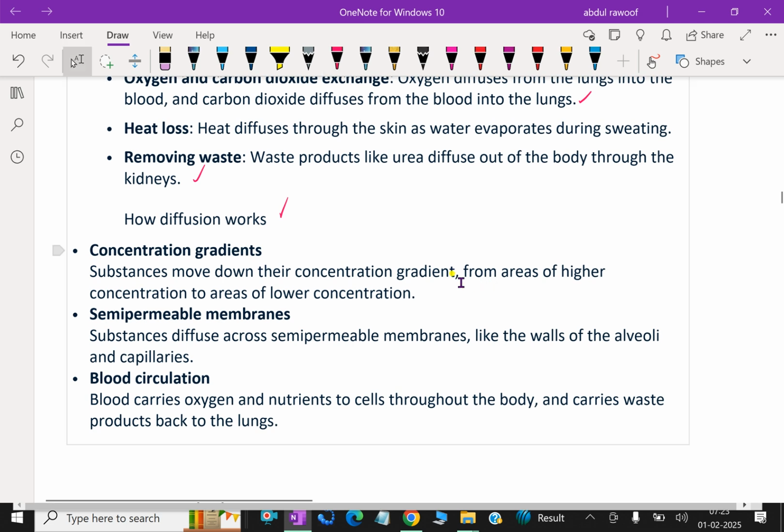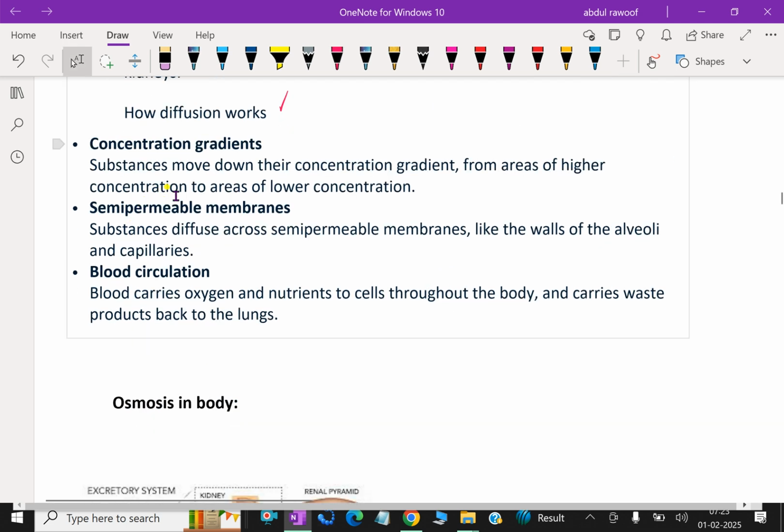Concentration gradient: substances move down their concentration gradient from areas of higher concentration to areas of lower concentration. Semi-permeable membranes: substances diffuse across semi-permeable membranes like the walls of the alveoli and capillaries. Blood circulation: blood carries oxygen and nutrients to cells throughout the body and carries waste products back to the lungs.